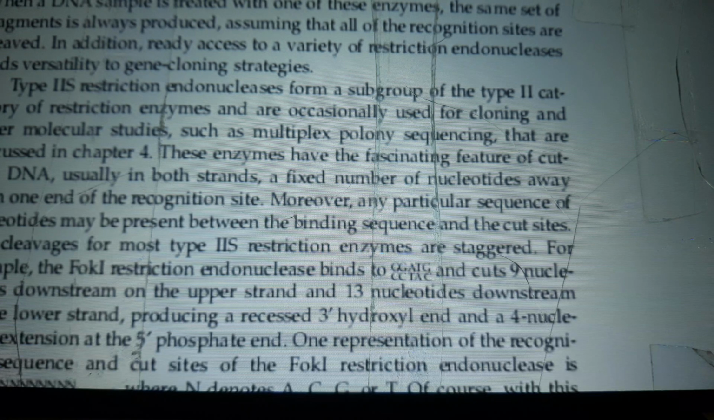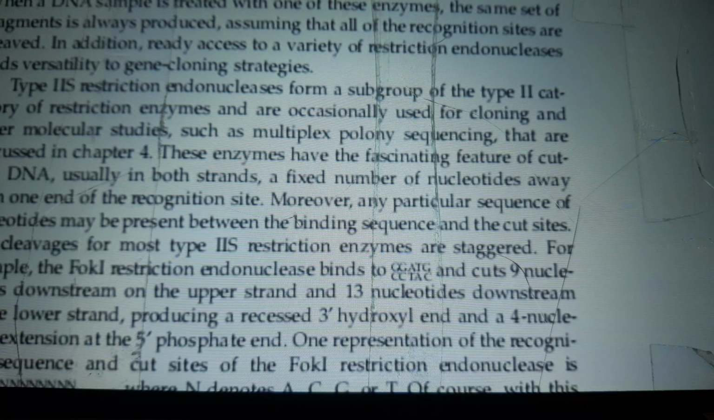When a DNA sample is treated with one of these enzymes, the same set of fragments is always produced, assuming that all the recognition sites are cleaved. In addition, ready access to a variety of restriction endonucleases adds versatility to gene cloning strategies.